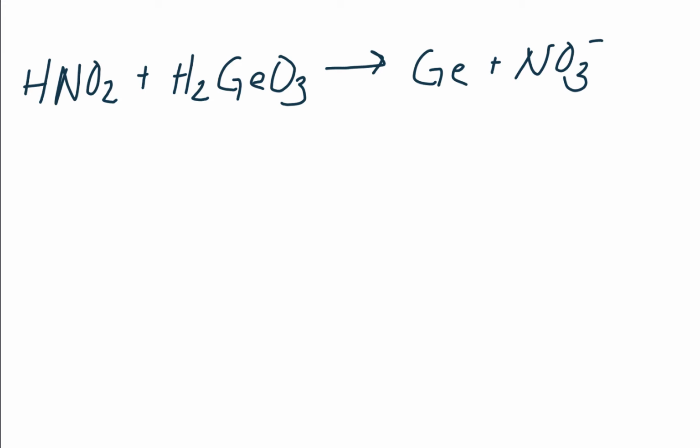In order to do that, we will look at the oxidation numbers. The reason that we are finding the oxidation numbers is we're going to need to split this into two half reactions, so we need to know what's been oxidized and what's been reduced, so we can split them into the proper half reaction. So let's start over here with nitrous acid.